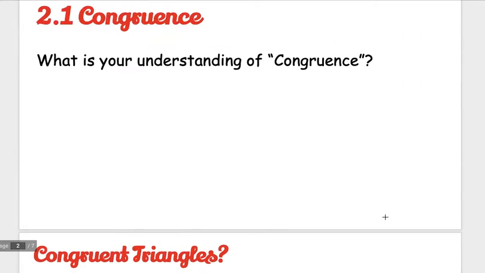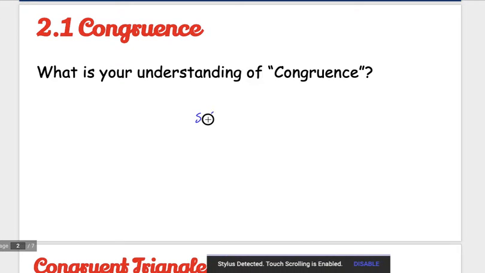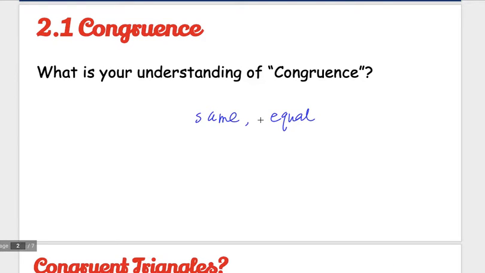You can pause the video to think about your understanding of congruence. Some words might pop up in your mind, like same or equal. All these kinds of words are not actually wrong. However, in terms of geometry, we define congruence in a slightly different way.